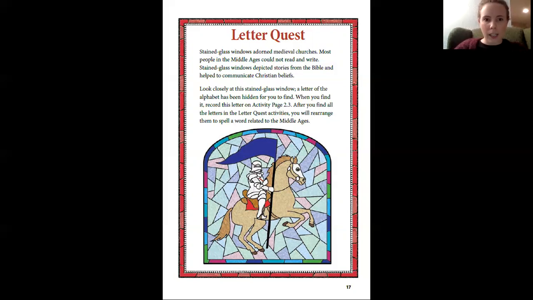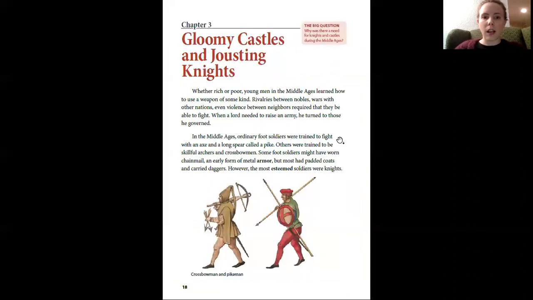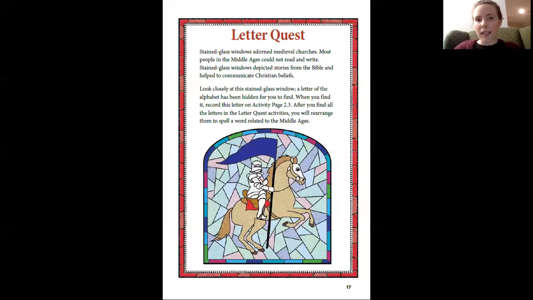After you find all the letters in the letter quest activities, you will rearrange them to spell a word related to the Middle Ages. So this is something, after you find that letter, you have to keep track of that paper so that in the next chapters, as we have more letter quests, you can find that and crack the code.